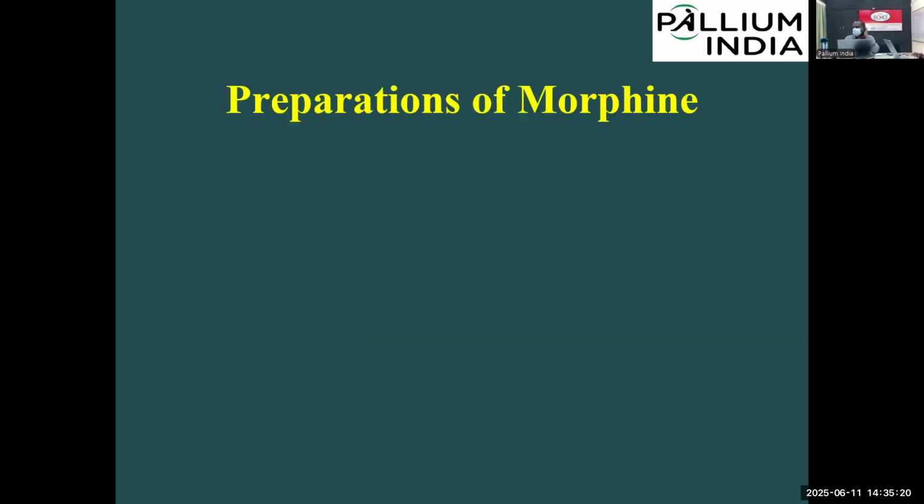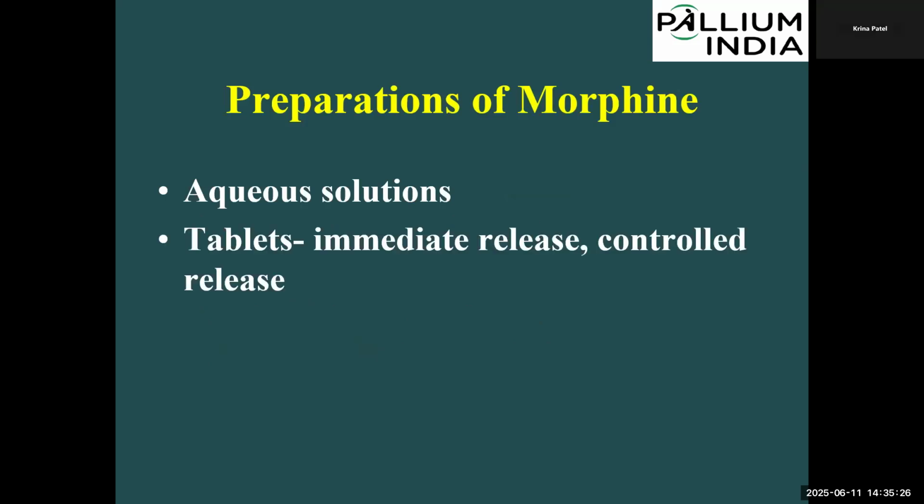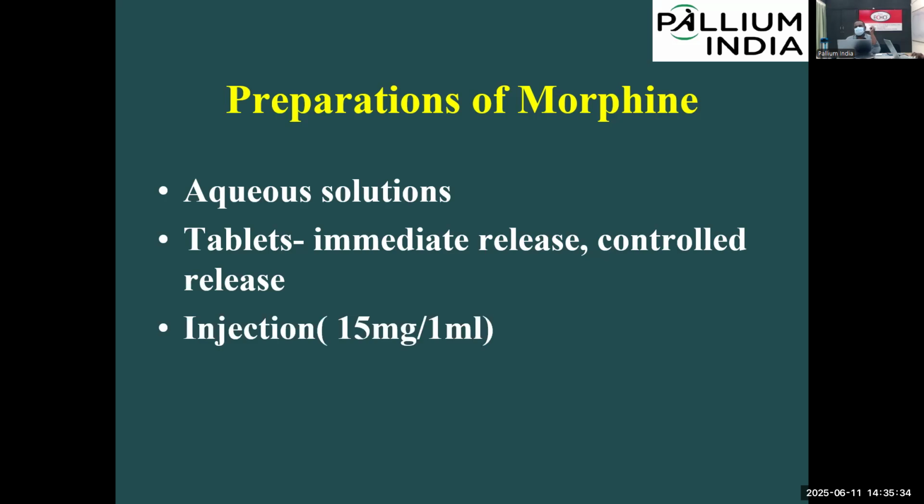And what are the preparations of morphine available? We have aqueous solutions or syrup. Tablets and capsules, both immediate release and controlled release. Then injection. The strength of injection ampoules may vary.